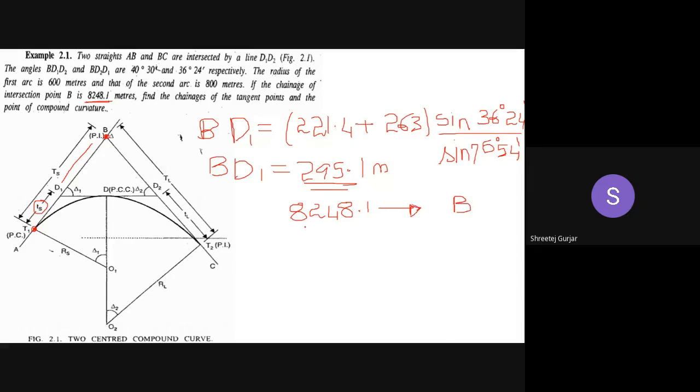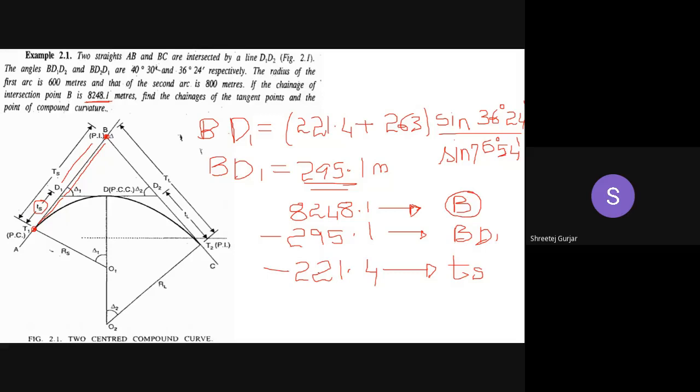Now, if you minus from this BD1, 295.1, we have deducted this particular distance. Now we will deduct TS. What is the value of TS? TS was I think 221.4, right? So what is this? This is BD1, and what is this? This is TS. This is the chainage of B.